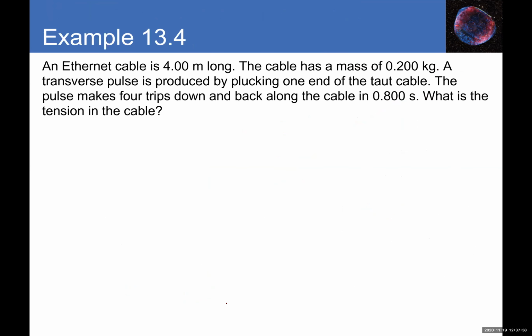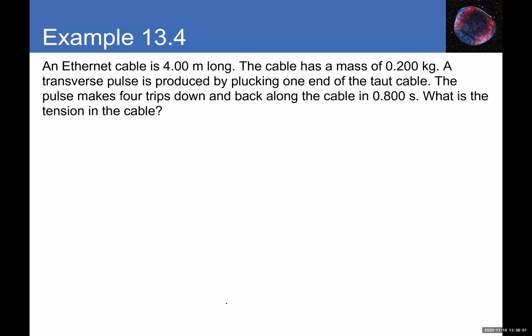An Ethernet cable is 4 meters long. The cable has a mass of 0.2 kilograms. A transverse pulse is produced by plugging one end of the cable. The pulse makes 4 trips down and back along the cable in 0.8 seconds. What is the tension in the cable?